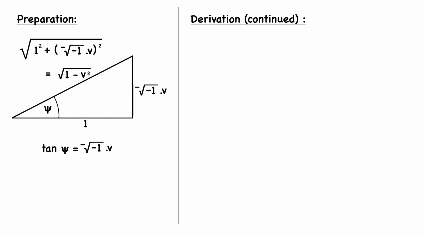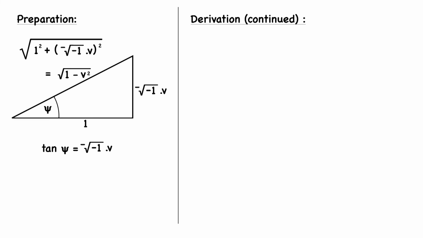Time for some basic trigonometry. Sine, cosine, and tangent are just ratios of the sides of a right-angled triangle. I already know that tan psi is minus square root minus 1 times v. So if I make that the length of the side opposite the angle psi, then the adjacent side will need to be just 1, as shown here. Now that I know the length of two of the sides, I can use good old Pythagoras again to find the length of the hypotenuse.